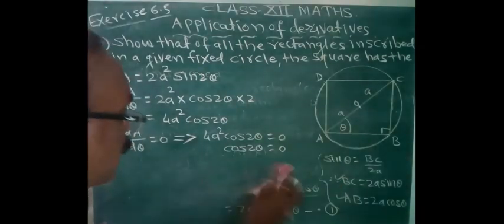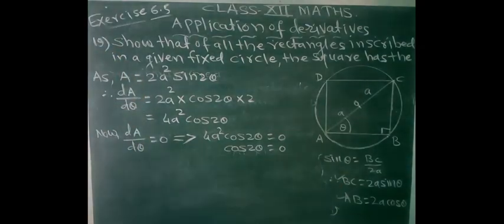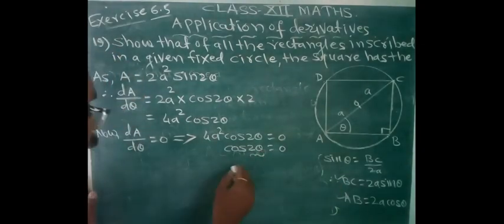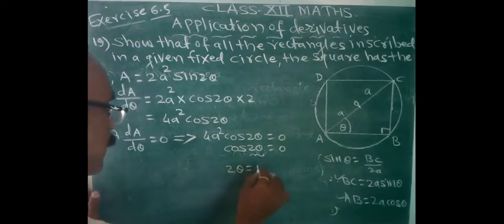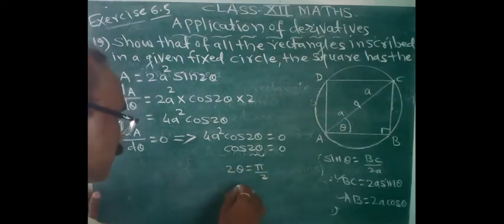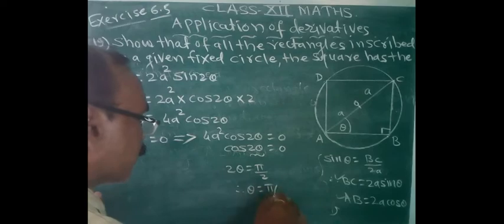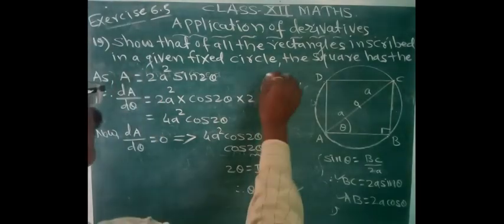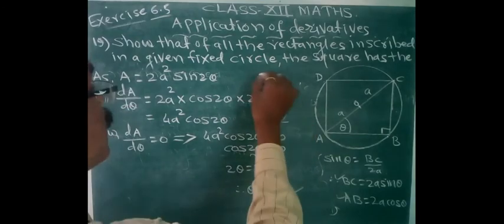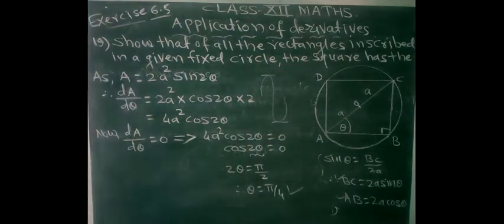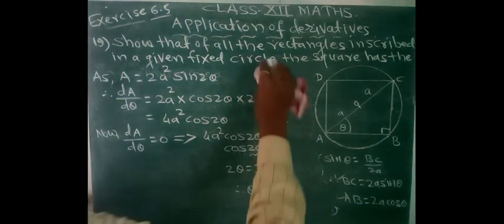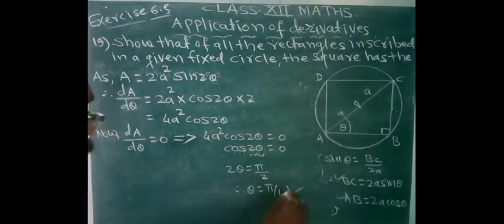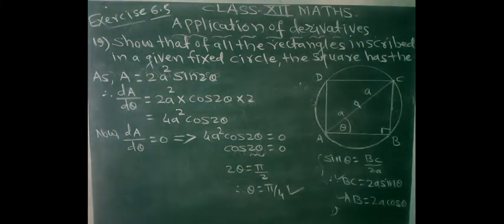Now students, you know that cos pi by 2 is 0, therefore this 2 theta must be pi by 2, therefore theta equals pi by 4. So at theta equal to pi by 4, there is a turning point of the function. This may be maximum or minimum. Theta equal to pi by 4. So now let us check at theta equal to pi by 4 whether the area is maximum or minimum.